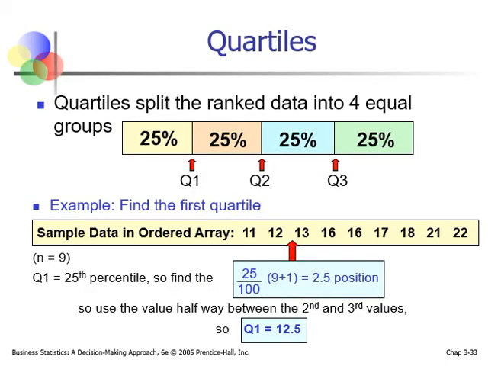Okay, so let's proceed now to the quartiles. Quartiles basically just split the ranked data into 4 equal parts. So we have the first quartile, the second quartile, and the third quartile. So there are three quartiles. The percentile is just a percent, while this one is more like a category.